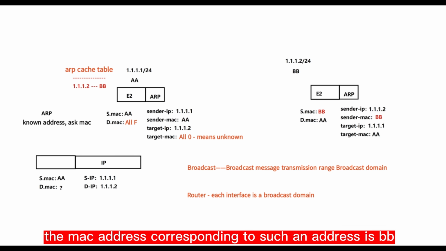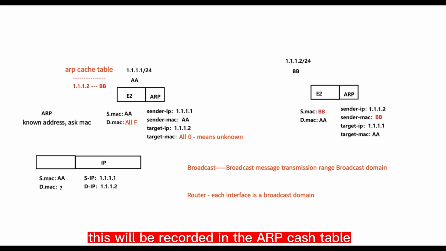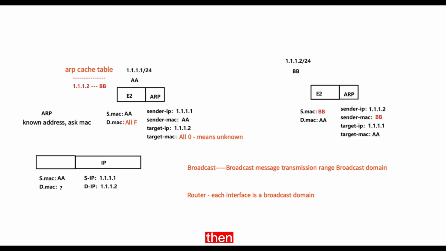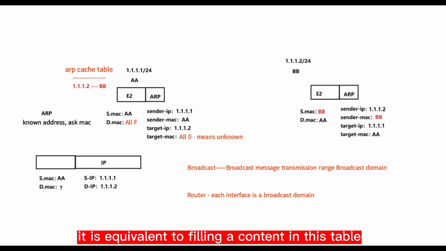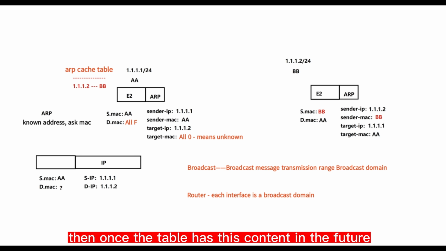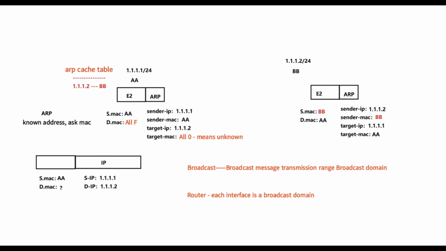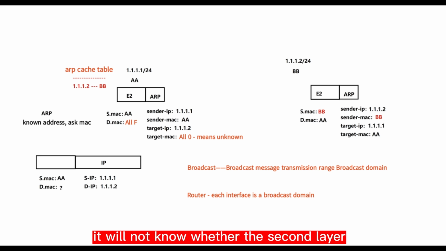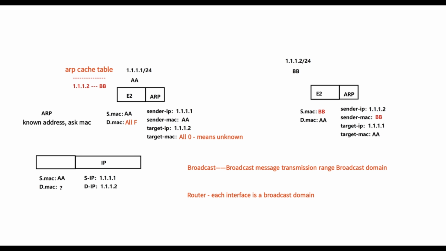1.1.1.2: the MAC address corresponding to such an address is BB. This will be recorded in the ARP cache table, which is equivalent to filling in content in this table. Once the table has this content, in the future, before sending data, the device will know whether the second layer should be encapsulated. The real process is like this.